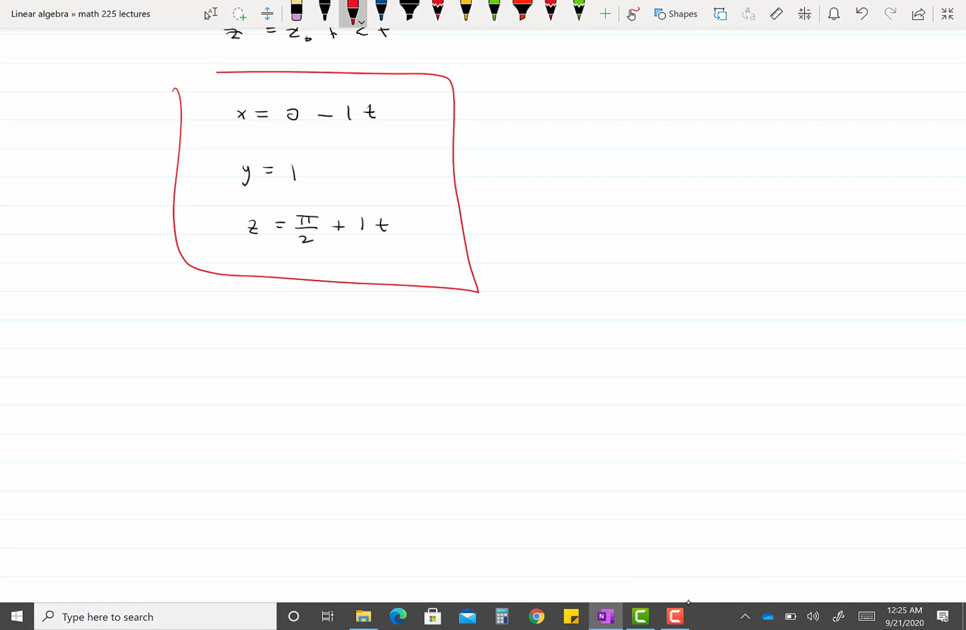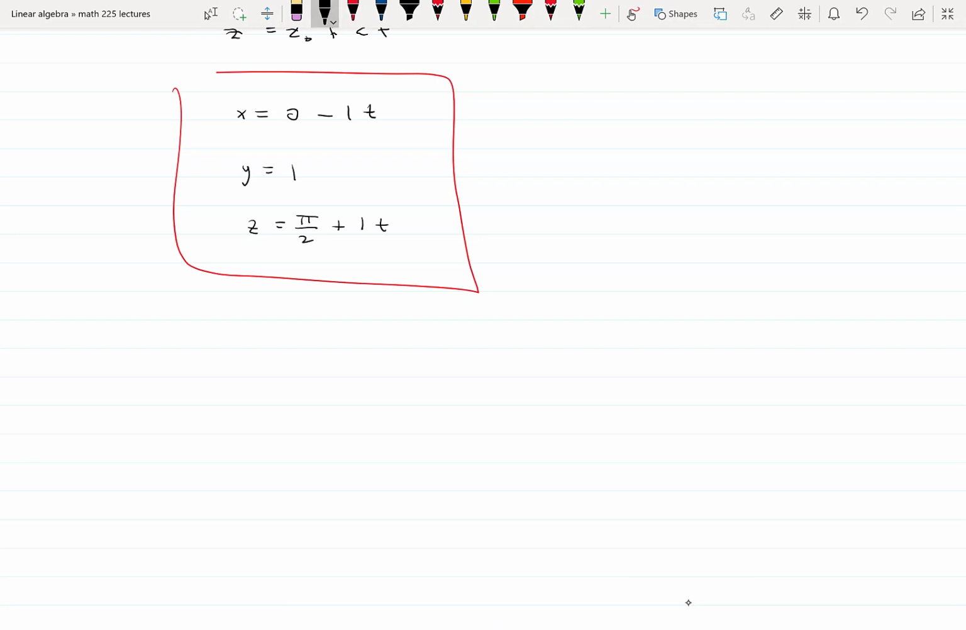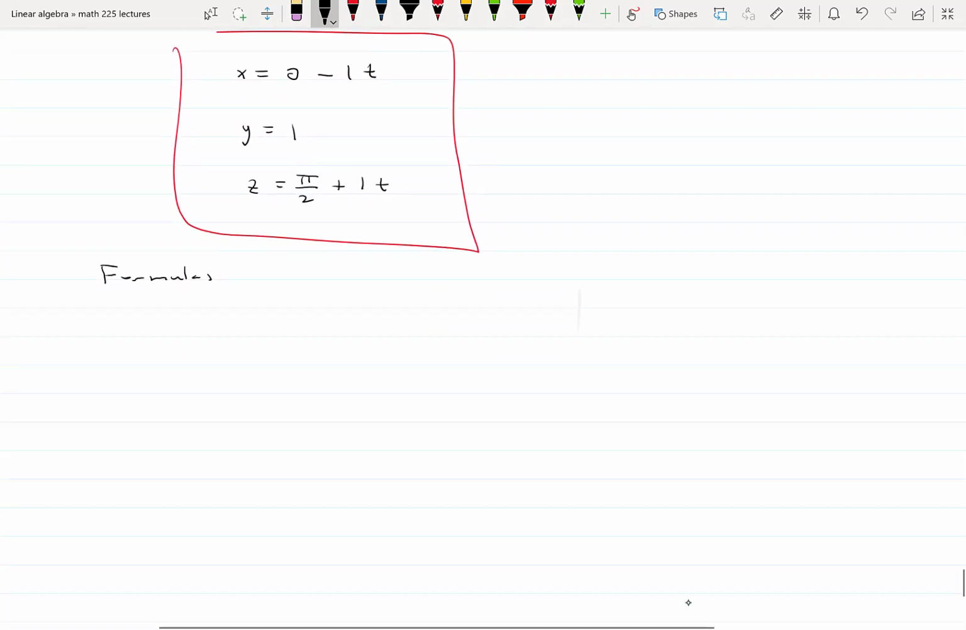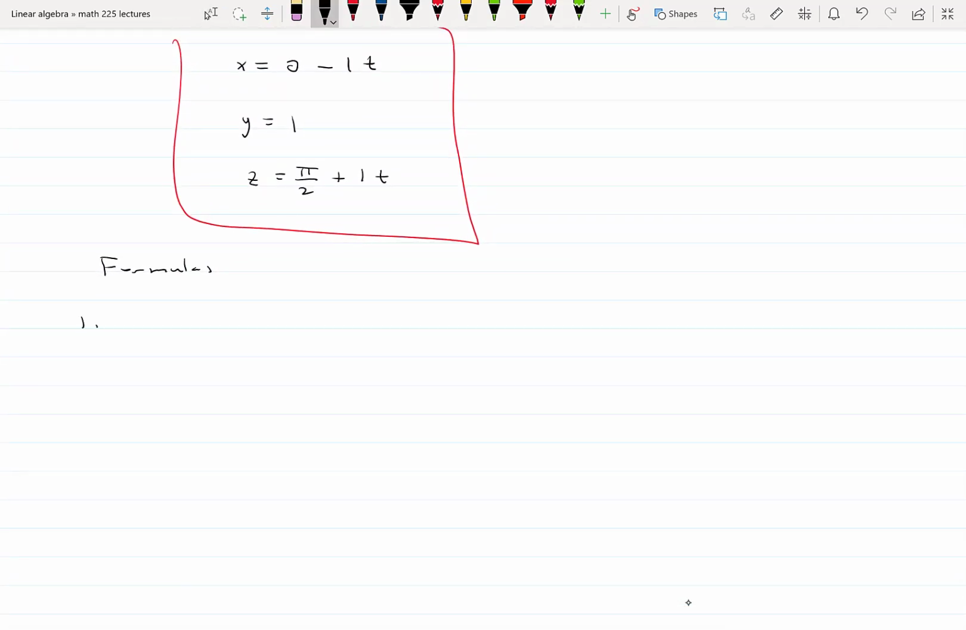Let's see here. I want to change colors here. So formulas. First, if you want the derivative with respect to t, often referred to as a time derivative in physics, by the way, if you want the time derivative of u plus v, it's nothing more than the time derivative of the first plus the time derivative of the second. So it's kind of a nice, obvious one.